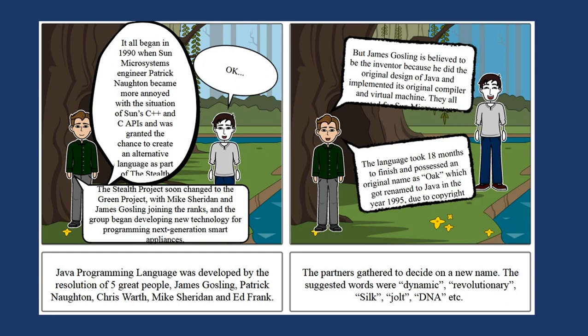I take this opportunity to tell you all that the Java programming language was actually developed by a crew of five members: James Gosling, Patrick Naughton, Chris Warth, Mike Sheridan, and Ed Frank. These five people worked as a team and brought the language out in 18 months. They took 18 months to finish and release the distribution as the Java package in late 1995 to 1996. The crew suggested different names for it: Dynamic, Revolutionary, Silk, DNA, and so on.